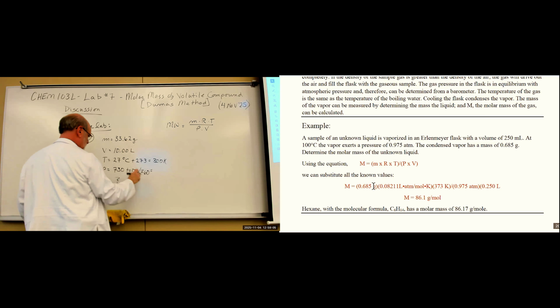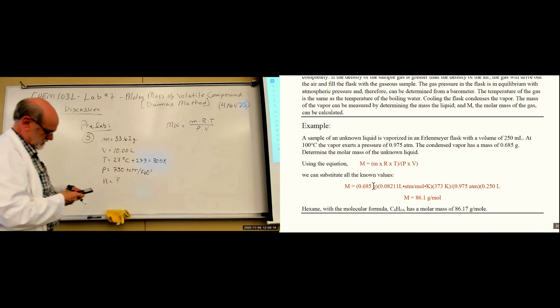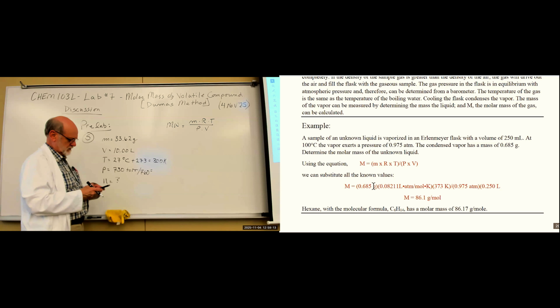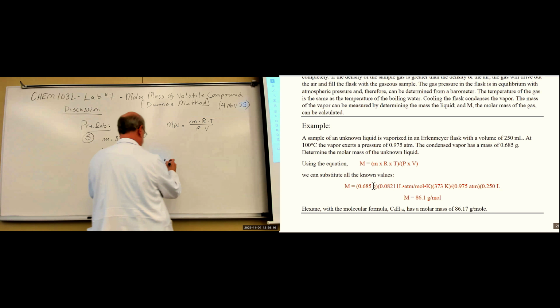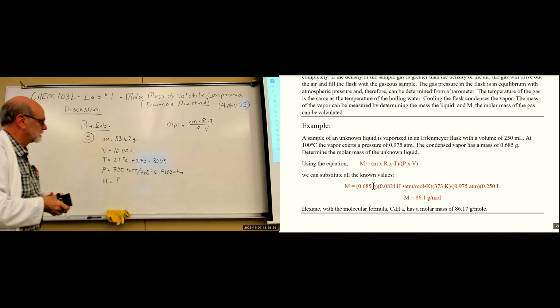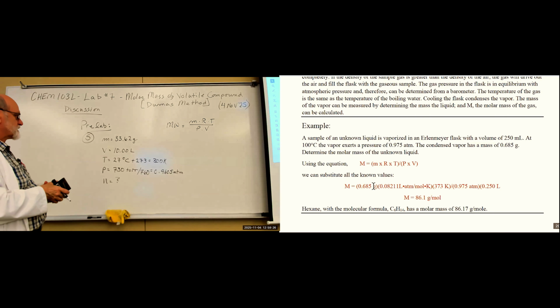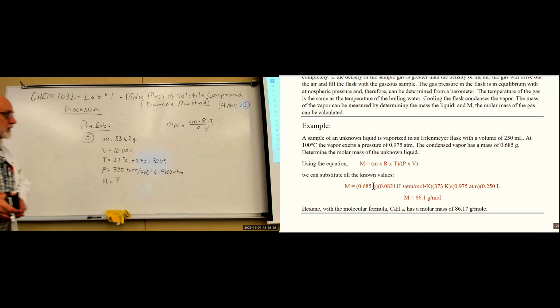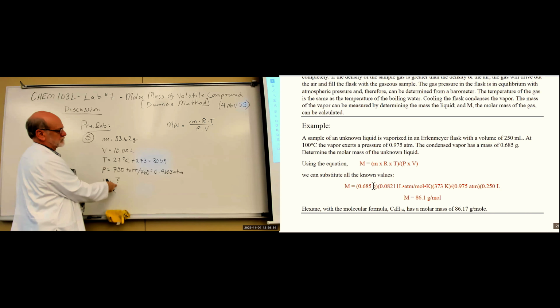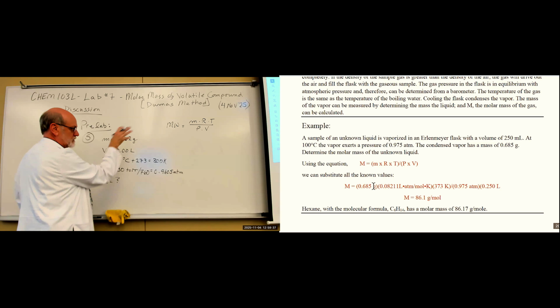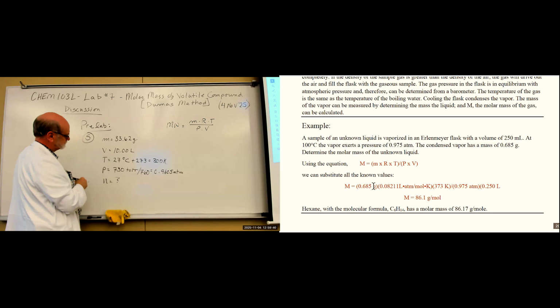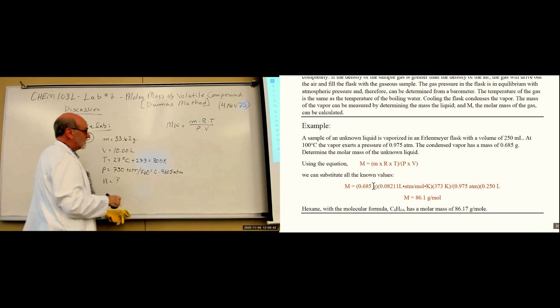That one's correct. This one, 730 divided by 760. Let's see what that is. 0.9605 atmospheres. Okay. Let's see. Well, you know, we don't need this one. That's been taken into account with the formula. And so we only need these values.